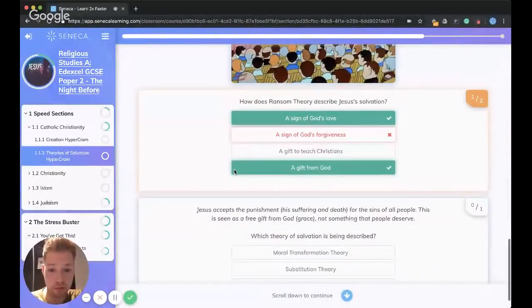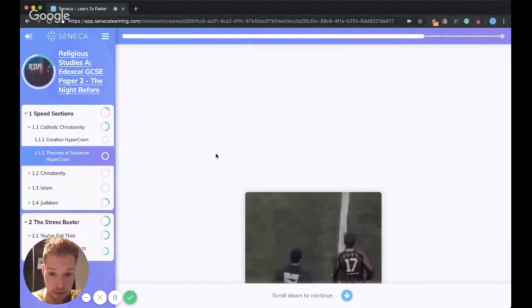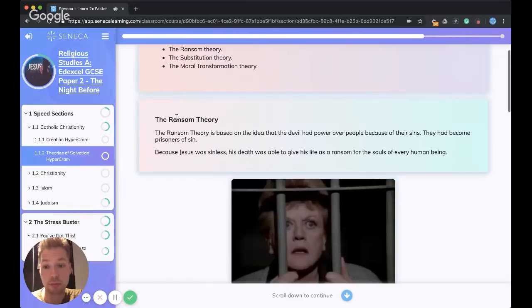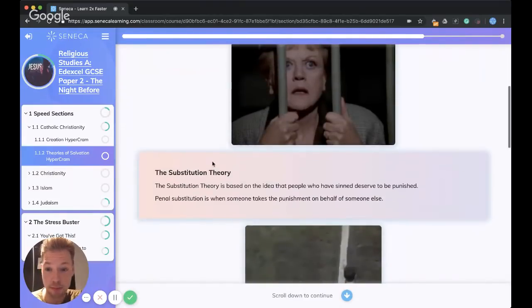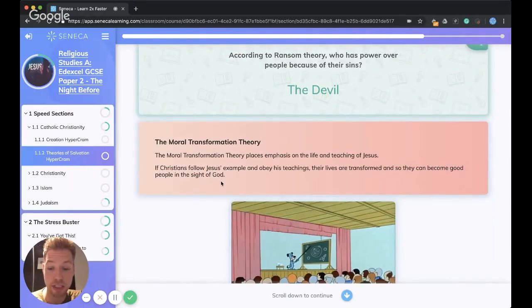Which theory is it? So remember, we've got the three: moral transformation, substitution, and ransom theory. Let's run through them again so they stick. Ransom theory is based on the idea the devil had power over people's sins. Substitution theory is people who sin deserve to be punished. And moral transformation theory is the emphasis on the teaching of Jesus. If Christians follow Jesus' example and obey his teaching, they're transformed to become people in the sight of God.